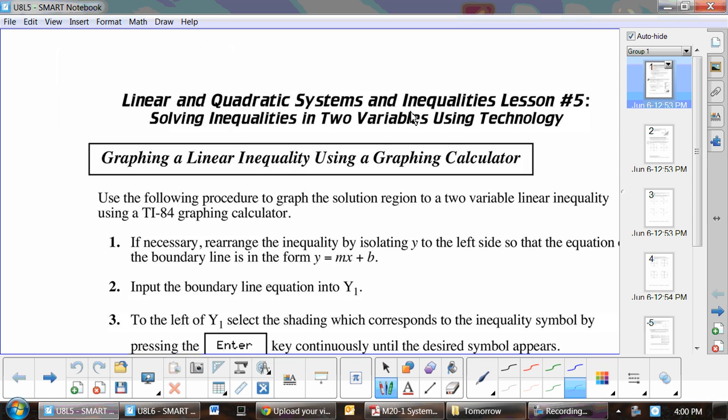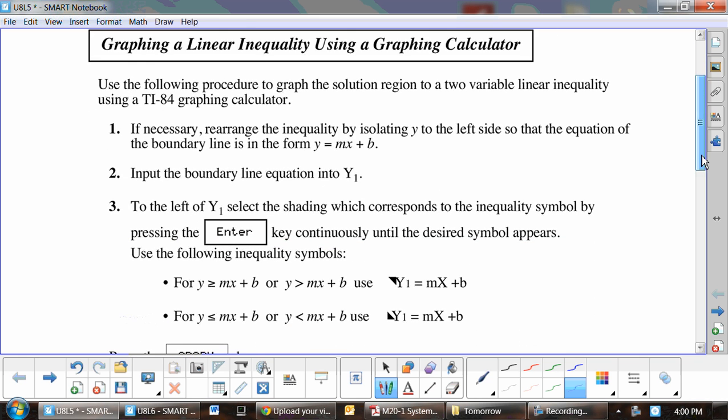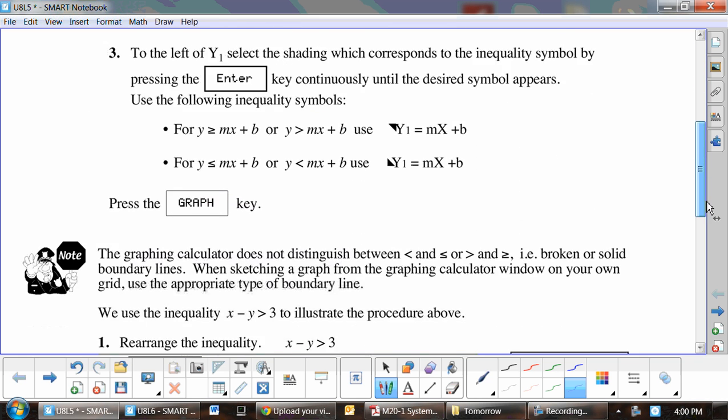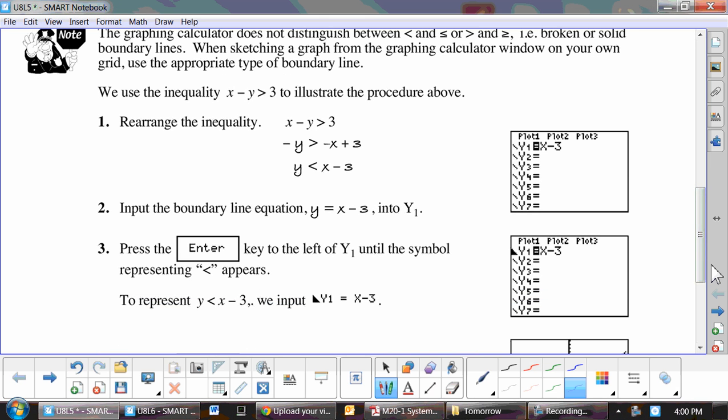Okay, so today we are doing lesson number 5 and 6. So it's a 2-day or 2-lesson kind of day. Lesson number 5 is solving inequalities in 2 variables using technology. And all this is doing is showing us how to solve these in our calculator. So we've been doing this all along. We've been teaching you as we go.